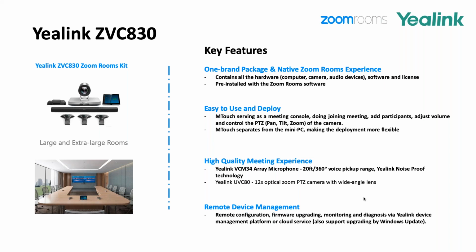So the sound bar and the microphones that come with the UVC830 are a little bit different than what we see with the CP960. The reason being, this model is designed for just a larger room size application. So you'll still get the UVC80 camera. That's going to have the large optical lens, pan tilt zoom, 1080p at 60 frames per second video quality.